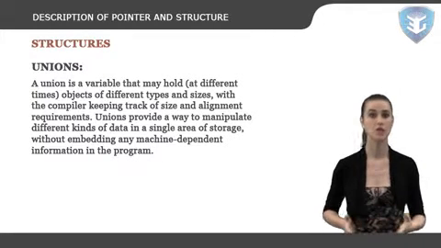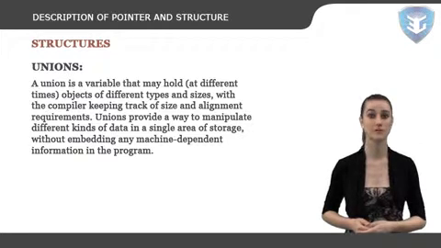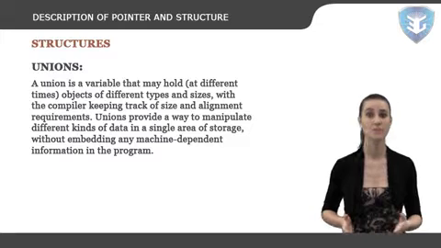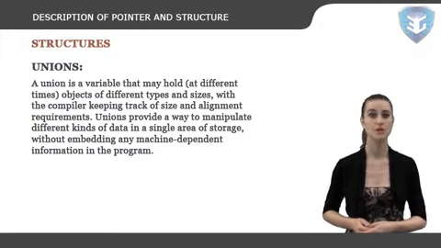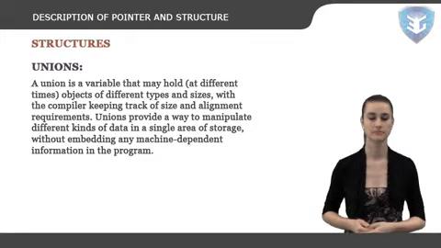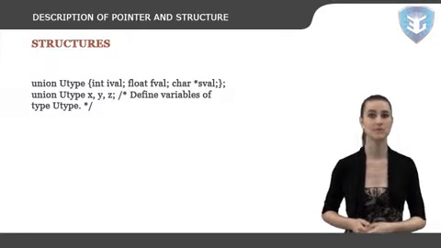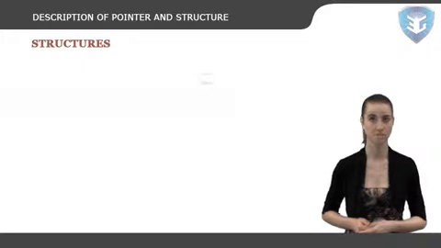Unions: a union is a variable that may hold, at different times, objects of different types and sizes, with the compiler keeping track of size and alignment requirements. Unions provide a way to manipulate different kinds of data in a single area of storage, without embedding any machine-dependent information in the program. Accessing members of a union type is also the same as for structures, with the member operator for union objects and the arrow operator for pointers to union objects.